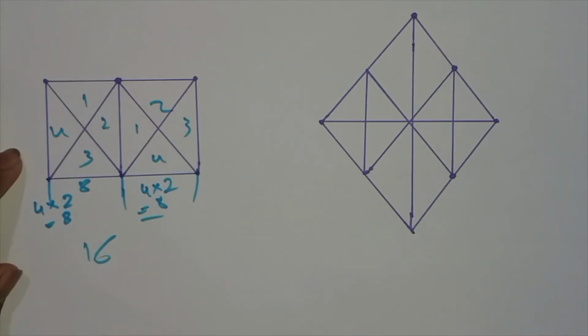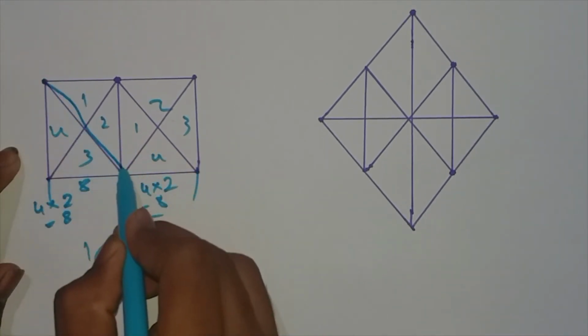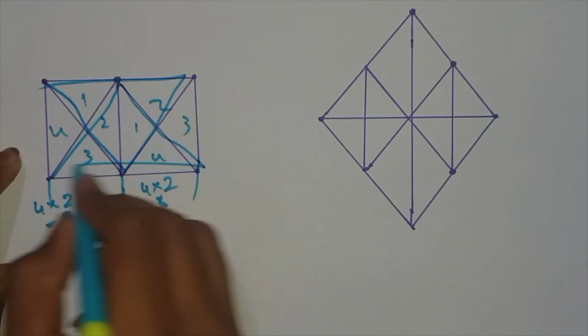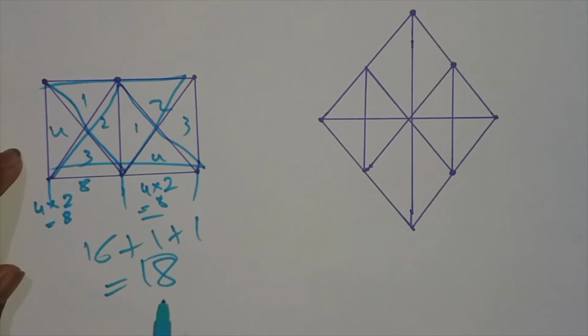So where are the bigger triangles? I will show you now, don't panic. So this is one triangle, so add plus 1. So this is another triangle, plus 1. So how many triangles are there in this? There are 18 triangles in this.